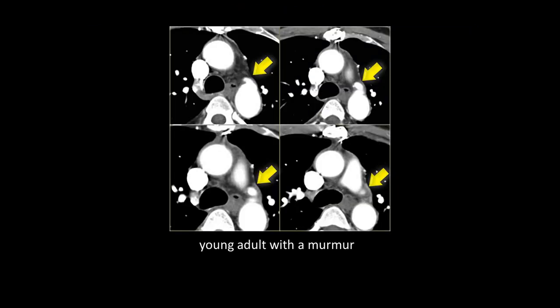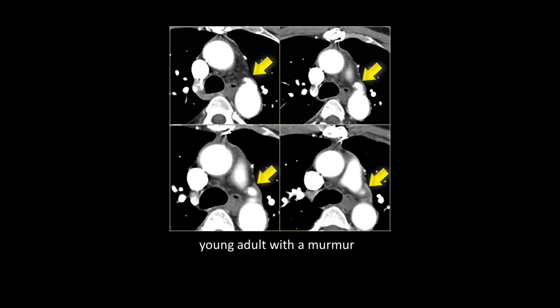What about this one? This is a young adult with a murmur. This is ascending aorta. This is descending aorta. This is a series of CT images. So what we see here is this structure which is passing all the way to enter here. What is this?